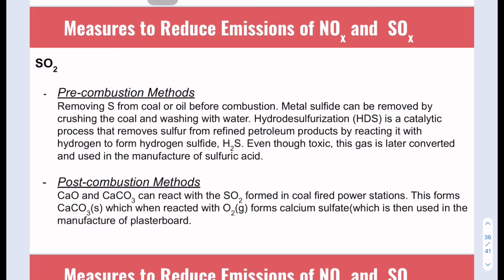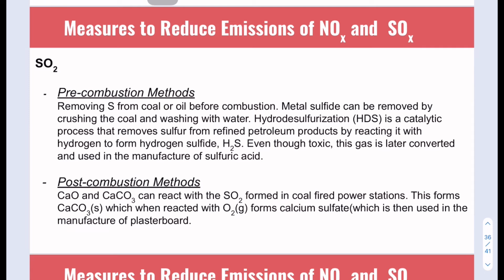Some ways deal with the problem before, so they deal with the raw material before you combust it, before you burn it, so that at the end you do not produce some of these oxides, or you produce them at a low level. Some of them you deal with after you've produced the oxide. Then how do you treat it so that it becomes less dangerous?